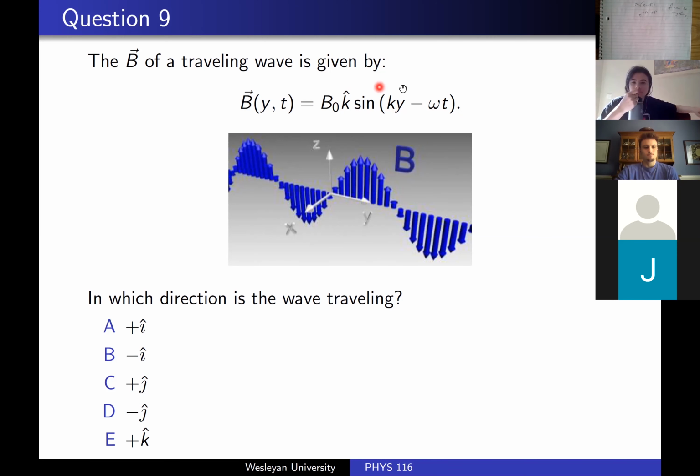So we have sine of ky minus omega t, and we remember that if it's y minus vt, then it's moving in the positive y direction, right? As t increases, y has to increase to compensate. So that is the idea going on here. So it's moving in the positive y direction, right? So even if I don't give you the E field, if I just give you the B field as a function of position and time, you can tell which direction the wave is moving in.